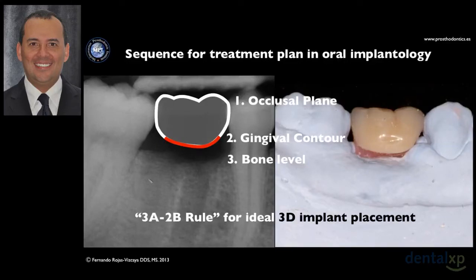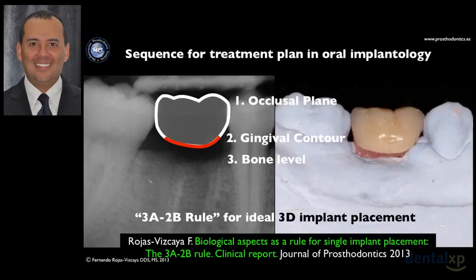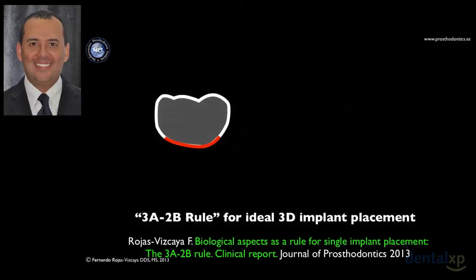Here is where I want to present the 3A2B rule. It is basically a mix of concepts, but I want to make it easy to work with. What is this 3A2B rule? I also published it in the Journal of Prosthodontics at the beginning of this year, so you can obtain the same information in detail in this paper. The rule says, once you fix your crown in your treatment plan analysis, you cannot move the occlusal plane, and you cannot move the margin of this crown.